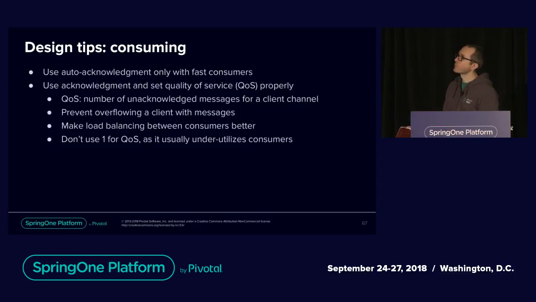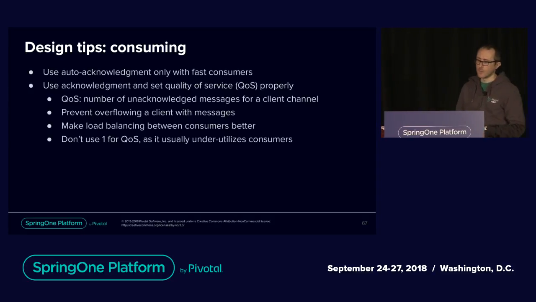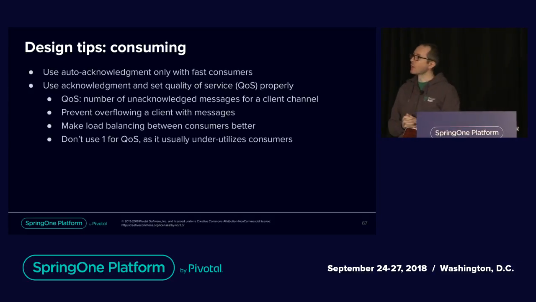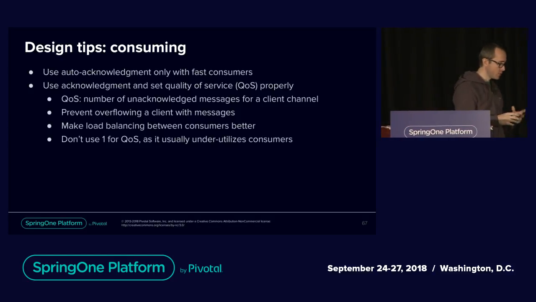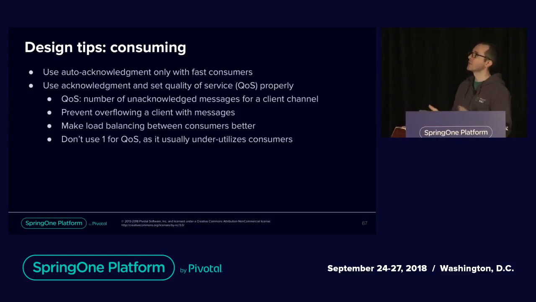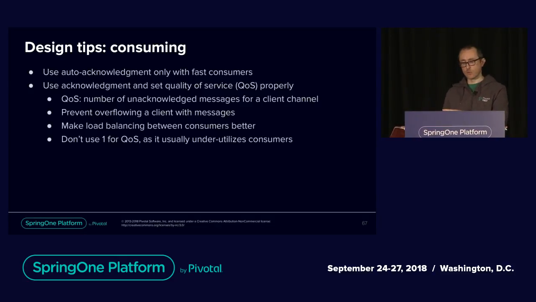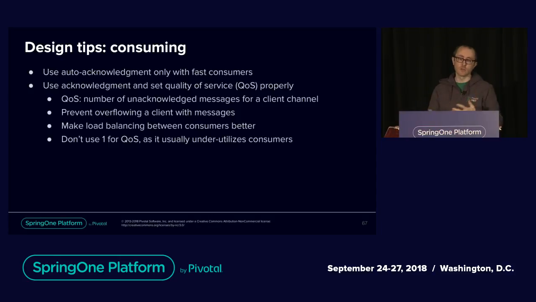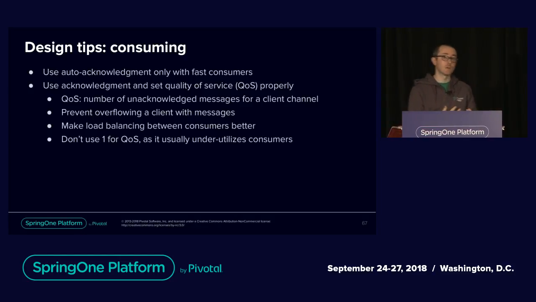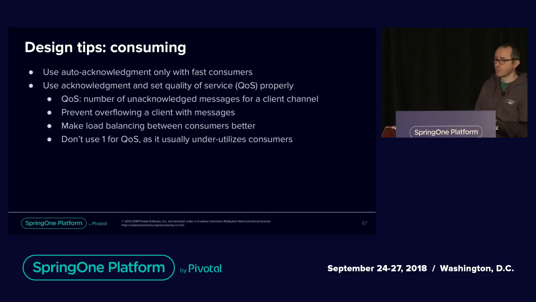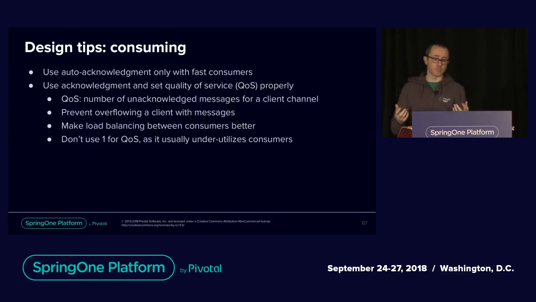Now some tips. First, about consuming messages. When it comes to consumption, people can choose to use auto-acknowledgement. If you are using that, be careful to have fast consumers. It means that if you don't have fast consumers and you are using auto-acknowledgement, the broker will hand off all the messages to your consumers. And then if your consumers cannot keep up, they're going to buffer the messages in memory themselves. So it will typically make your consumer application crash.